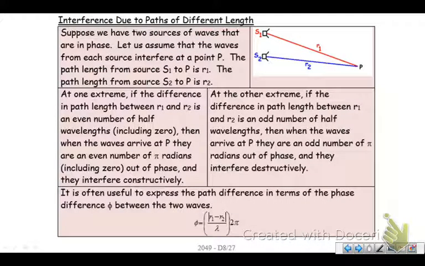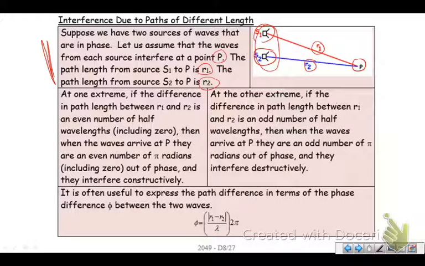So we say, well, okay, here we have a distance 1 and a distance 2 and a point of interest, and here's a source 1 and a source 2. Suppose we have 2 sources of waves that are in phase. That means the speakers push when they push and pull when they pull, and they do the same thing. Let us assume that the waves from each source interfere at point P. So here's my point P, and the length from source 1 to point P is R1 and from source 2 is R2.